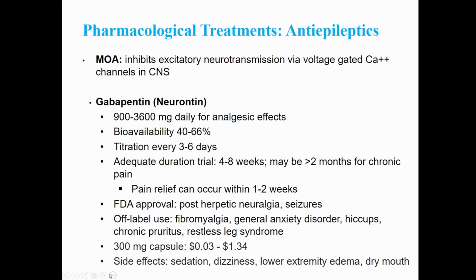The FDA approval is for post-herpetic neuralgia and seizures, but there's a lot of off-label use for gabapentin, including fibromyalgia, anxiety, hiccups, pruritus, and restless leg syndrome. It's a fairly affordable medication. Note, especially in our geriatric patients, it can cause dry mouth, sedation, dizziness, and edema. So there are significant side effects that can happen with gabapentin.